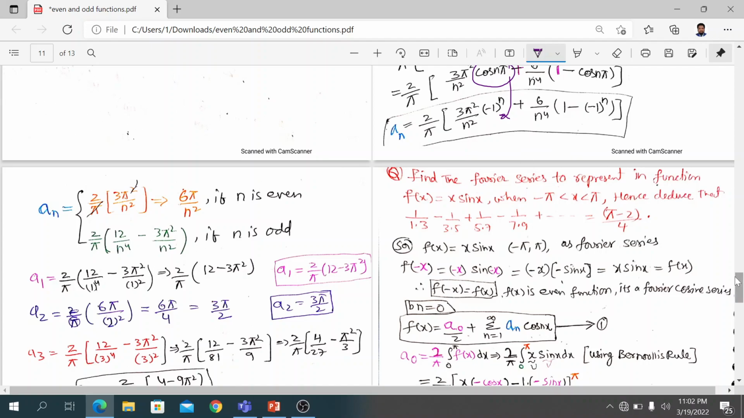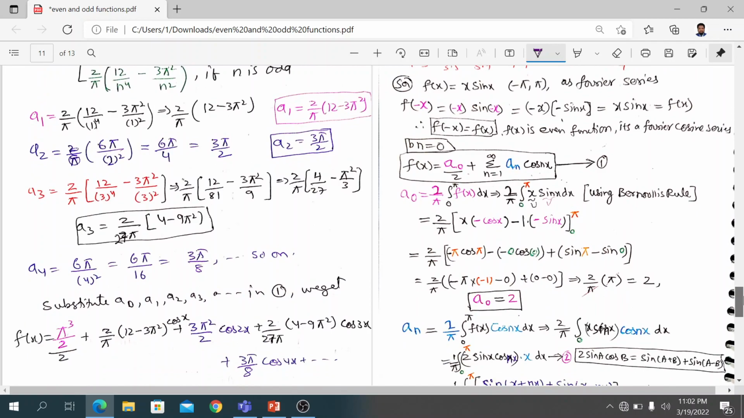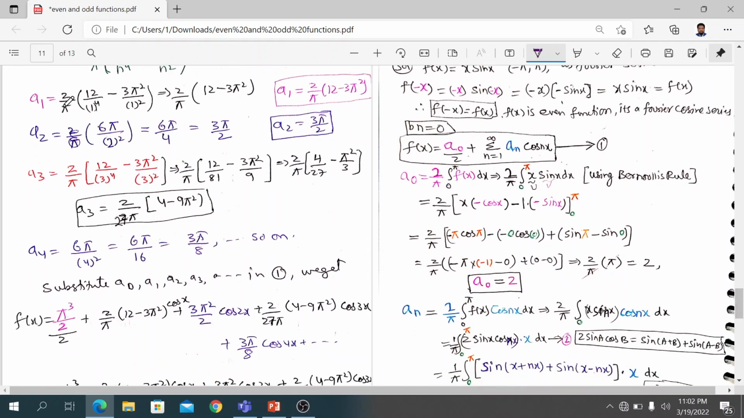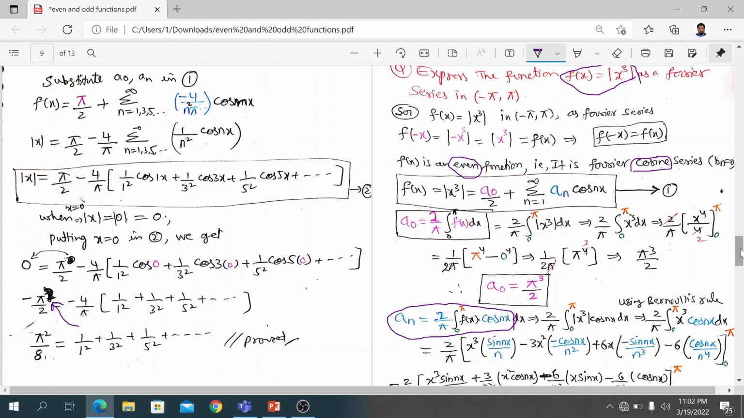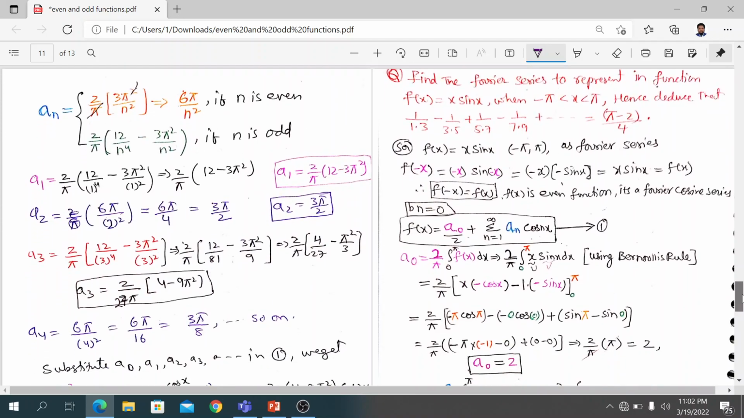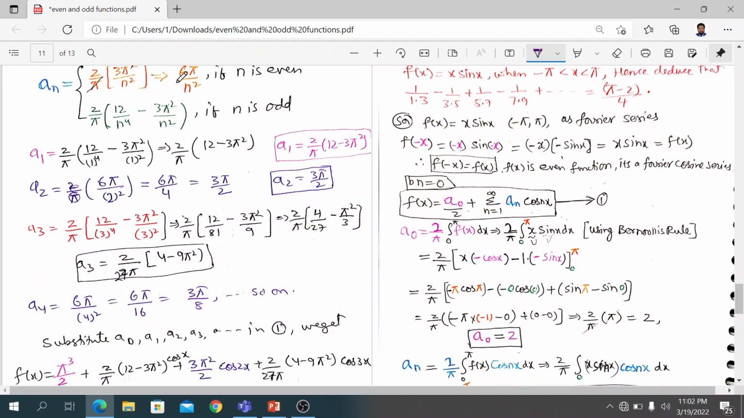For this, now what we are going to do, first we will find a1, a2, a3, a4. So here we have the a n value. For a1, 1 means odd, so here 2 by pi times 12 by 1 to the power of 4 minus 3 pi square by 1 square. 2 by pi times 12 by 1 is 12 minus 3 pi square. Okay, now this is the value of a1.